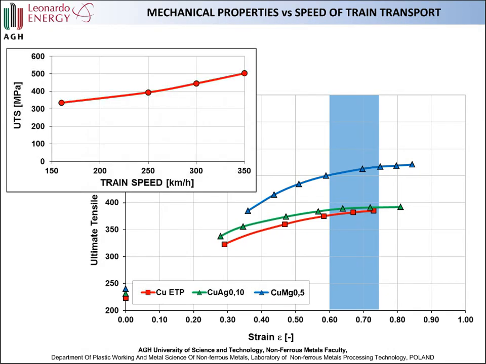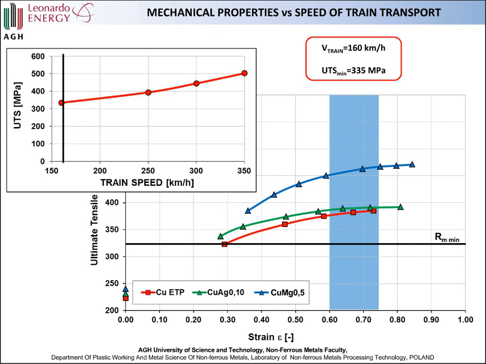Also, the train speed was shown on the slide, and we can see that starting from the speed of 150 kilometers per hour, we have the minimal ultimate tensile strength at the level of 355 megapascals. For this example, we clearly see that all included materials are good for this system and for this speed of the train. But of course, we most often use typical CuETP copper in this example.